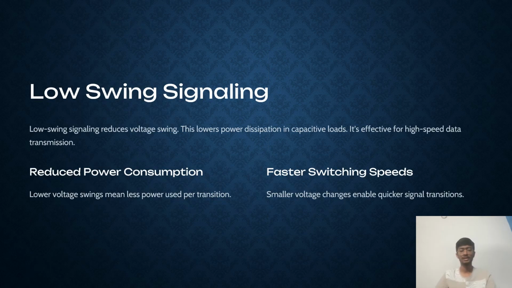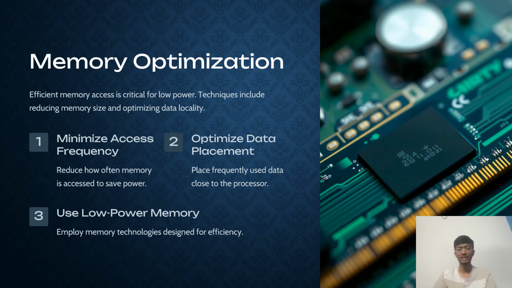Low swing signaling. Low swing signaling is a term used in electronics to describe a signaling method where the voltage swing between high and low states is minimized. First, reduce power consumption. Lower voltage swing means less power used per transistor. Second, faster switching speeds. Smaller voltage changes enable quicker signal transitions. Memory optimization. Memory optimization is the process of improving the efficiency of a computer's memory use.